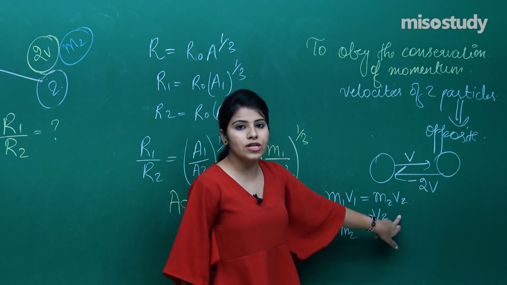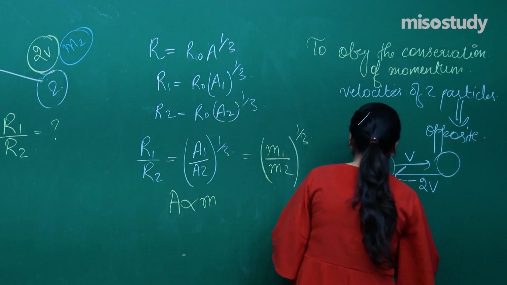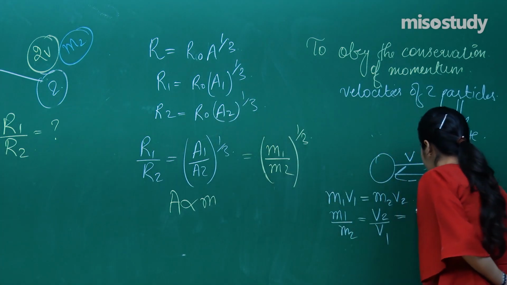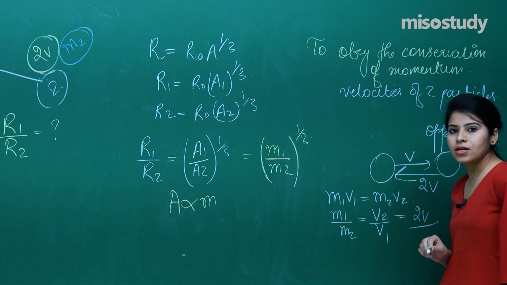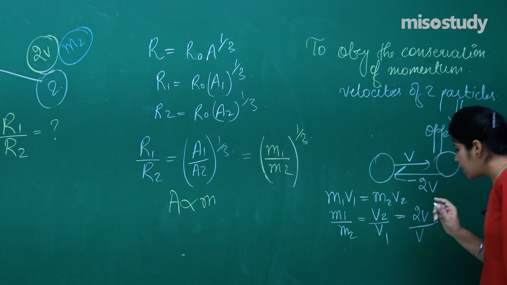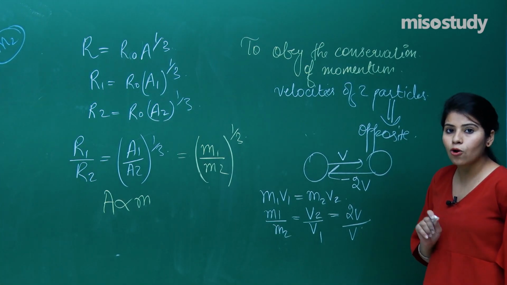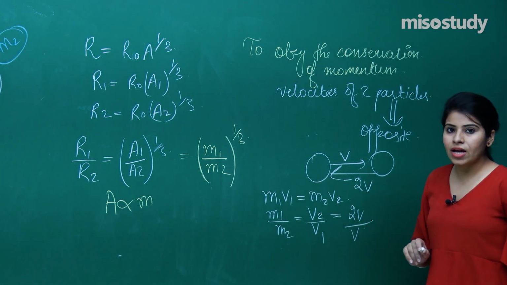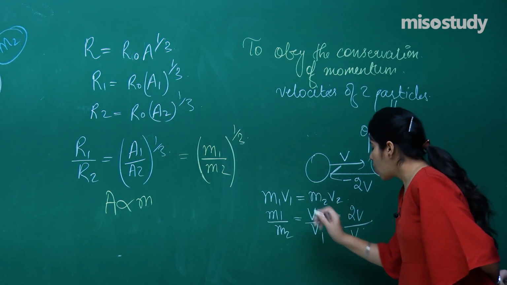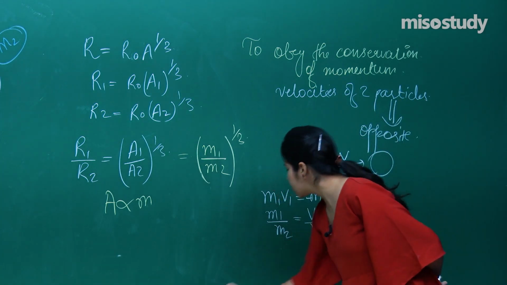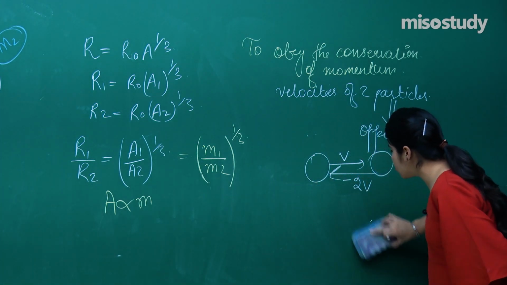Now we know that v2 is 2v and v1 is v. Because we know that their directions are opposite, we are using the negative sign. So you can do this. Let me just repeat this so that you can understand.